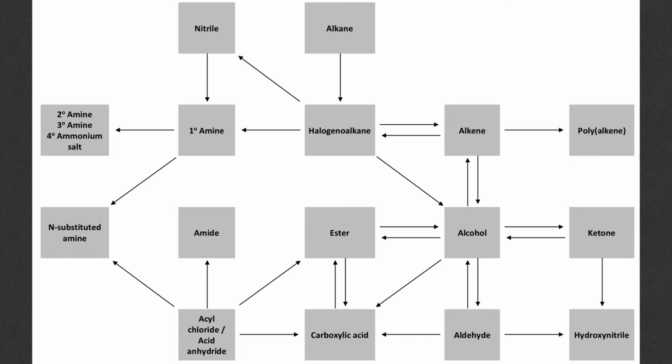This diagram here shows all the different synthetic routes you need to be aware of for A-Level Chemistry. For each of these conversions, for example, alkane to halogenoalkane or ketone to hydroxynitrile, you have to be able to give the reagents and conditions and, where appropriate, draw a mechanism. We're going to look at each of these different conversions in turn, and then we'll look at how we can combine several of these in a series of steps to get from one molecule to another molecule.